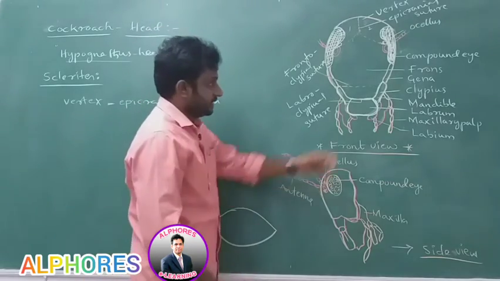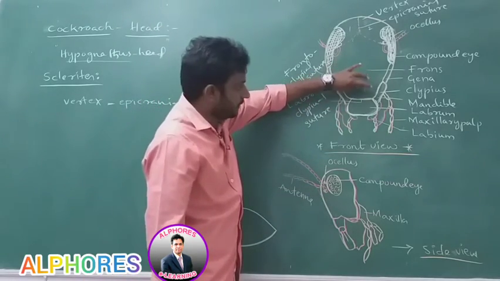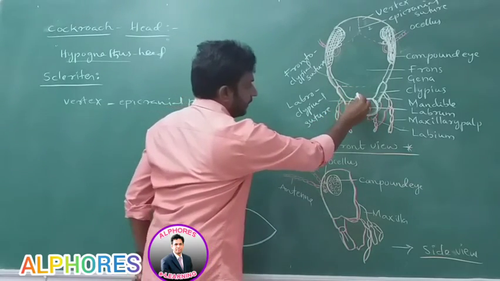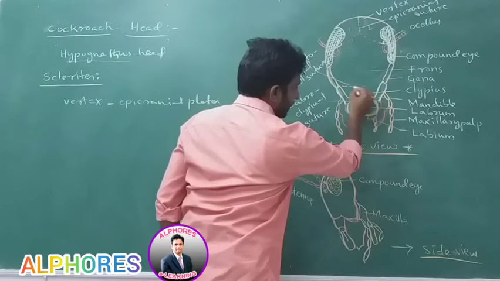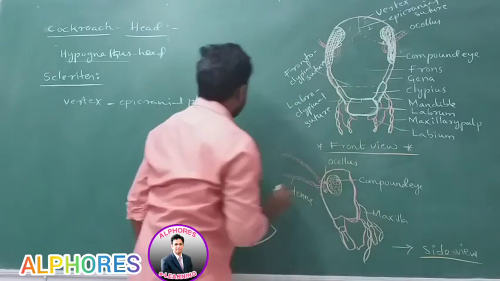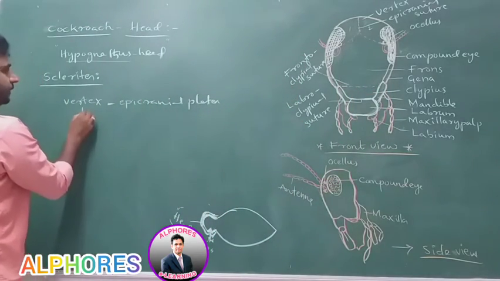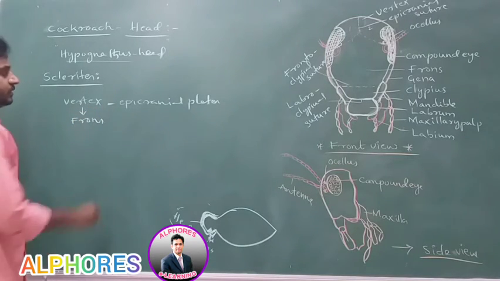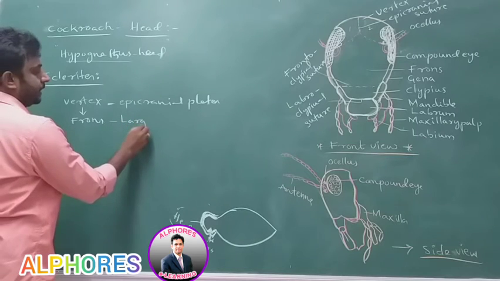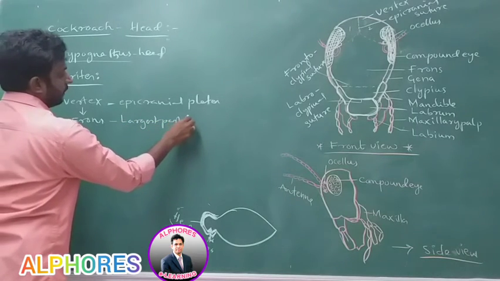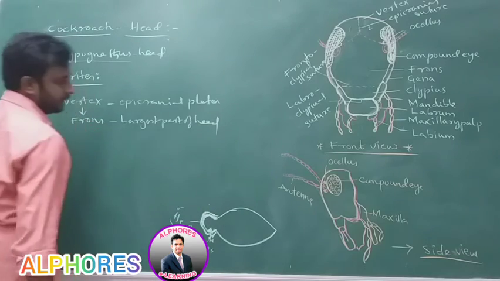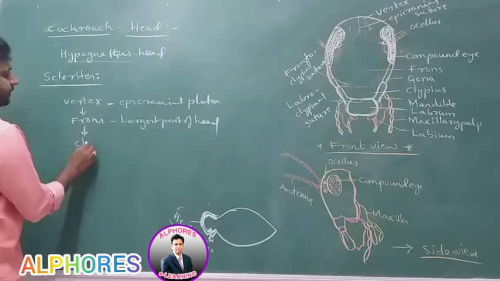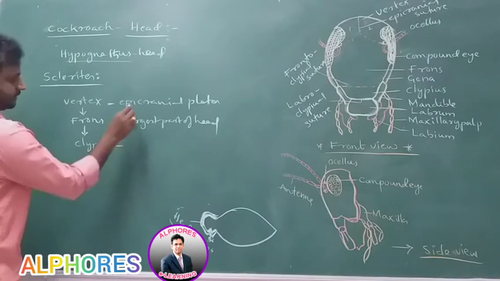Now just below the frons, there is one rectangular segment which is called clypeus. Below the vertex there is the large frons. Frons is the largest part of the head. Just below the frons, one more segment is present which is called clypeus.